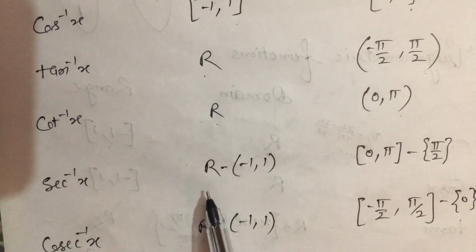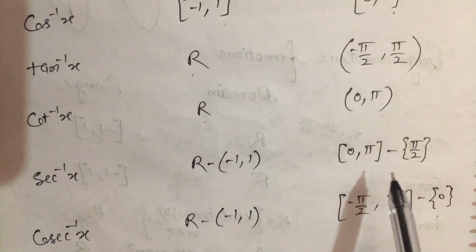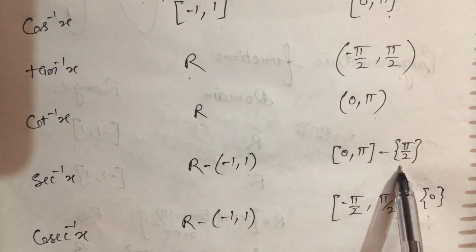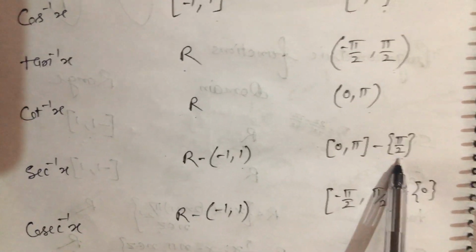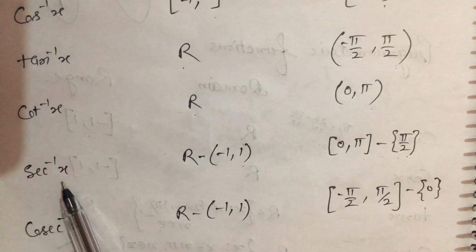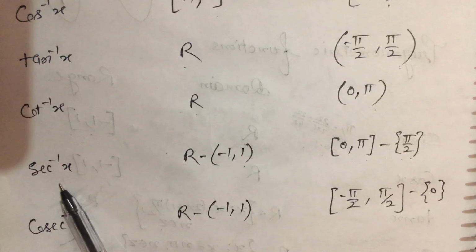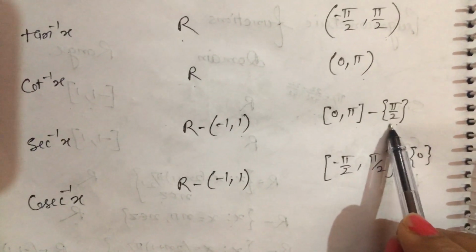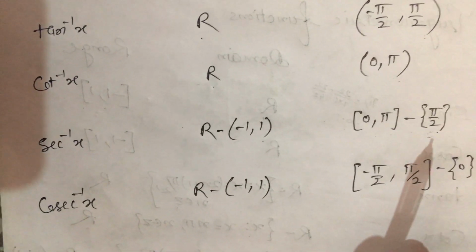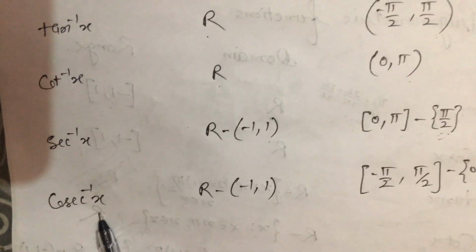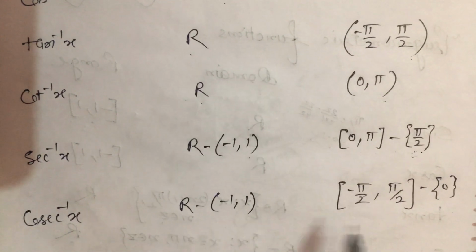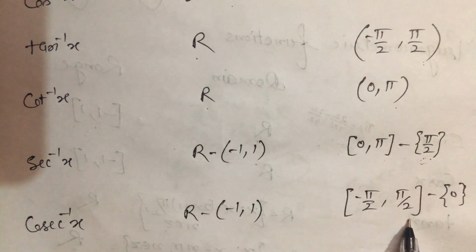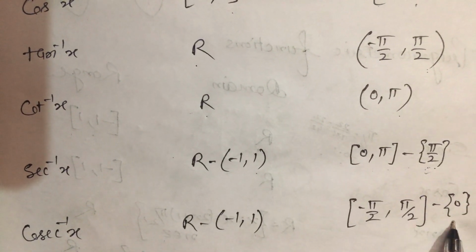Sec inverse domain is R minus (-1, 1) and range is 0 to π minus π/2, because cos π/2 is 0 in this case; sec inverse is in the form of cos, so we will not take this case. Then cosec inverse x domain is R minus (-1, 1), and its range is -π/2 to π/2 minus 0.